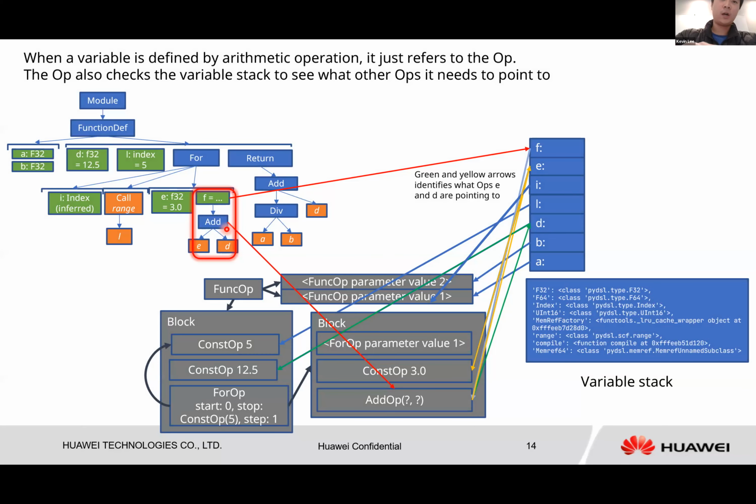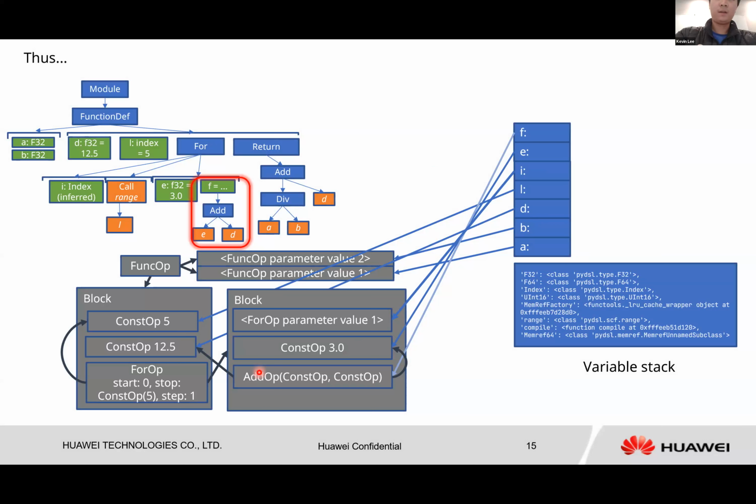And here is our first binary operator. The binary operator uses a system that we have created recently, where it first traverses to E and D, grabs those variables that they're referring to, and looks at what operator they should be using. In our case, we're using the add op. The green and yellow arrow identifies what ops E and D are pointing to, and they each respectively point to 3 and 12.5. And as such, we place those const ops inside the add op.